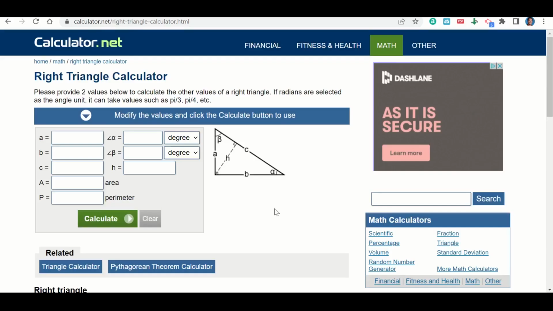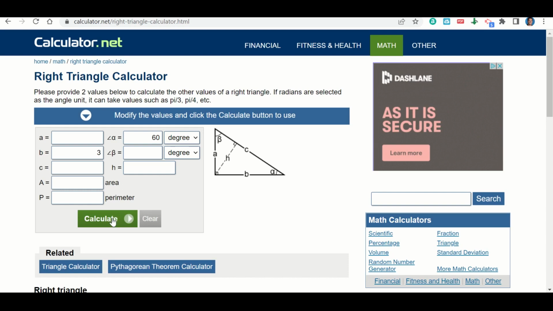Let's talk now about how you can check your work when finding the length of a side of a right triangle when you're given one side and an angle. So let's say that in this picture we're trying to find A and we have B. We know that B is 3. And we know that angle alpha, in this case this angle, is 60 degrees.